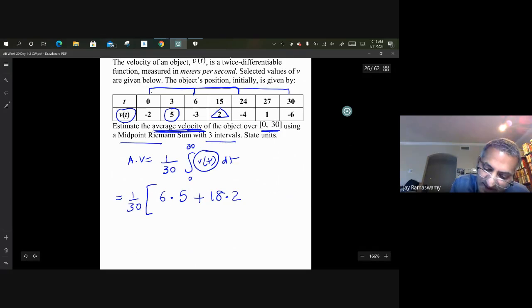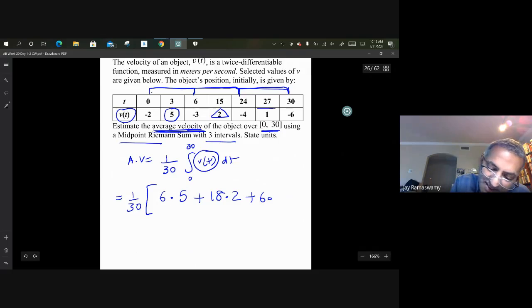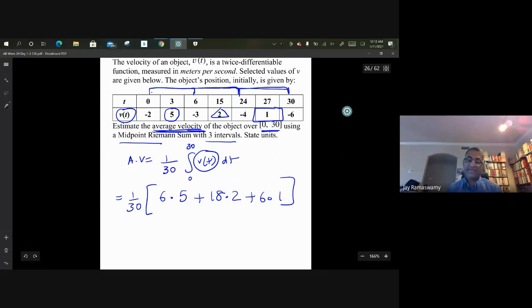Very smart. What's the last base going to be? 6. And what's the middle height? 1. That wasn't bad at all, right? No. Okay, we went over this last week. I want to see if learning happened.